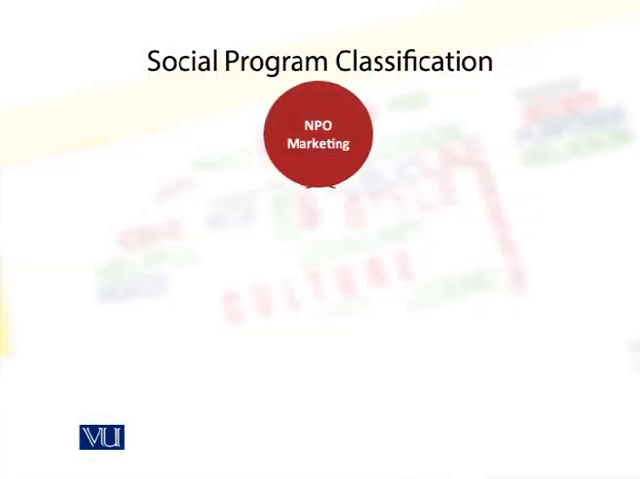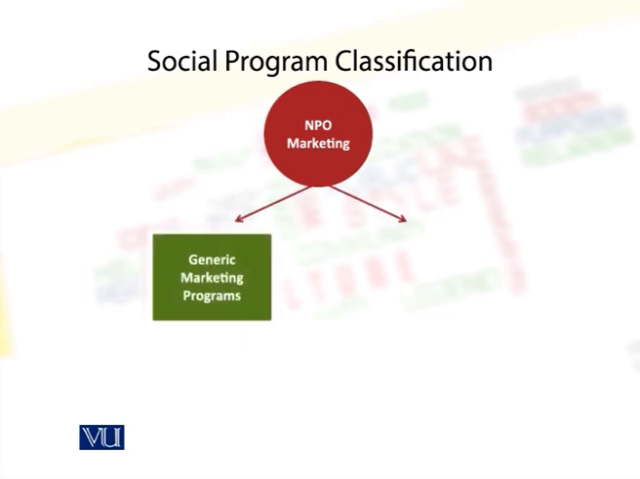Let me show you a graphical presentation which brings about complete clarity on the part of all of us as to what social marketing is and how it differs from the rest of the marketing as part of the NPO sector. This graphical presentation, as you can see, shows us the classification of social programs. As you can see here, social programs can be classified into two major areas. The one is generic marketing programs, which is right here. The other one is social marketing programs, which is right there.